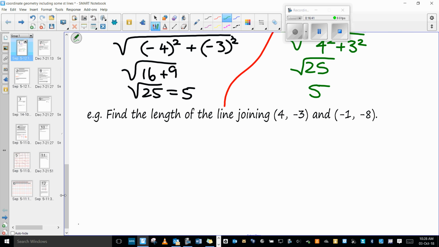So find the length of the line joining these 2 coordinates. So you guys have to go at that first.